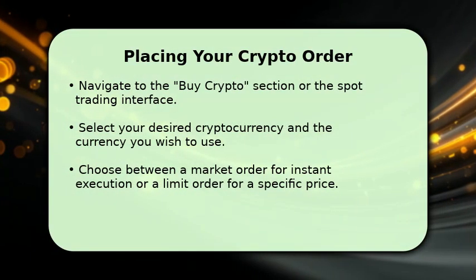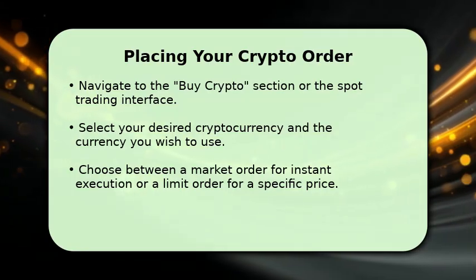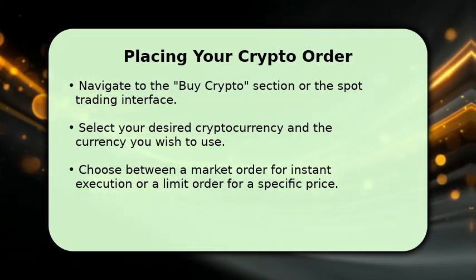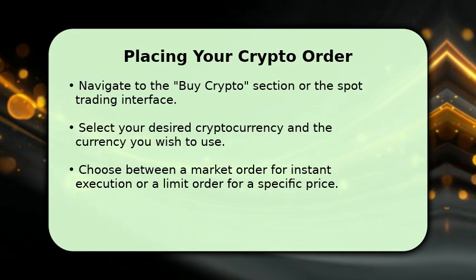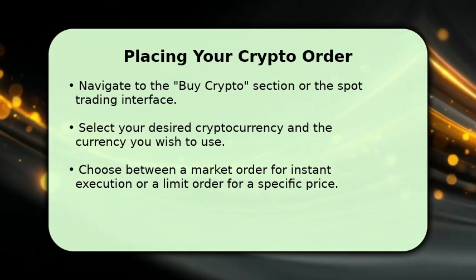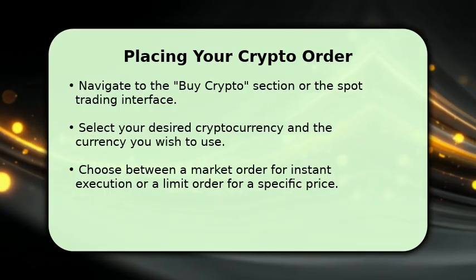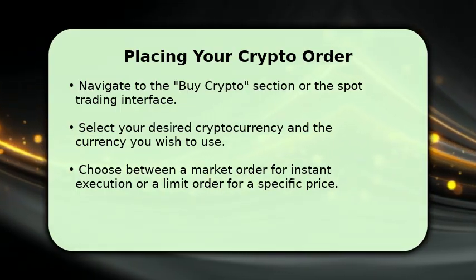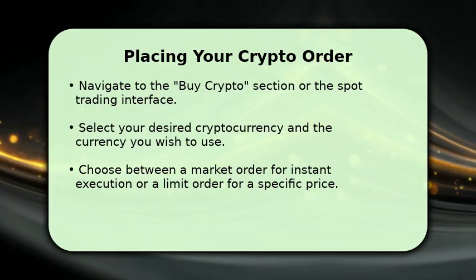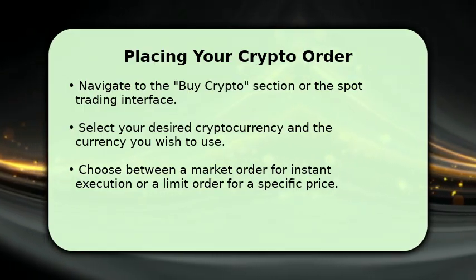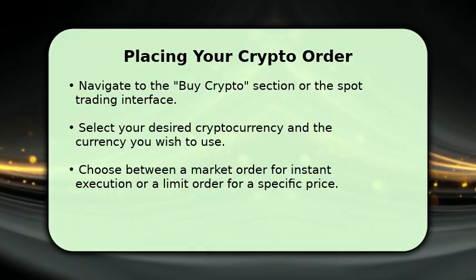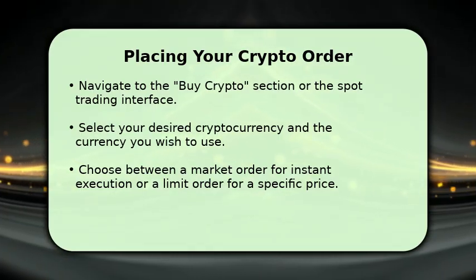With funds in your account, you are ready to place your order. Head to the Buy Crypto section or the Spot Trading interface. Here, you will select the cryptocurrency you wish to purchase, such as Bitcoin or Ethereum, and the currency you are using to buy it. You can choose a market order for immediate execution at the current price, or a limit order to buy when the price reaches your specified target.